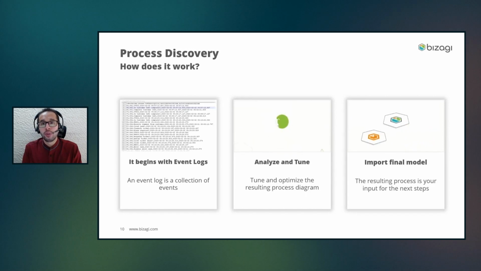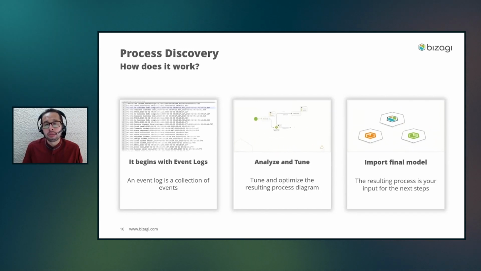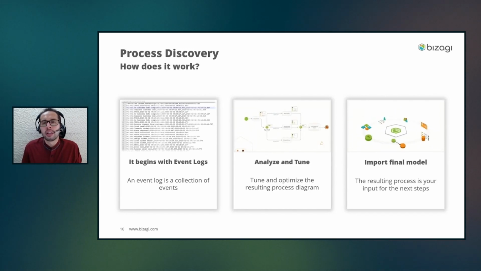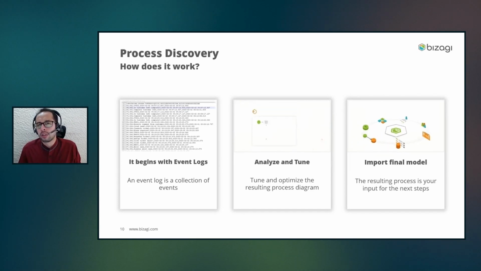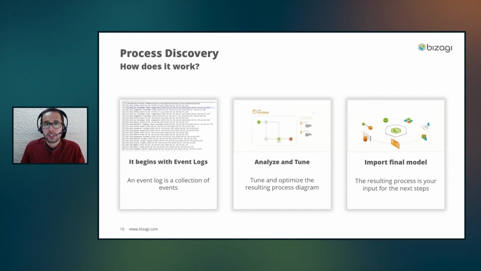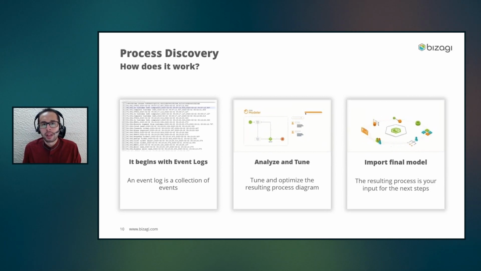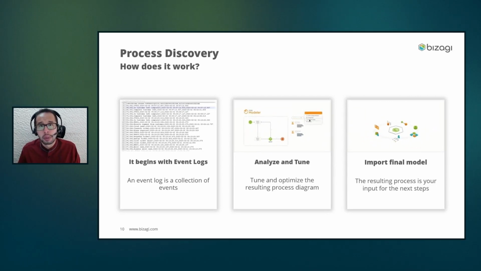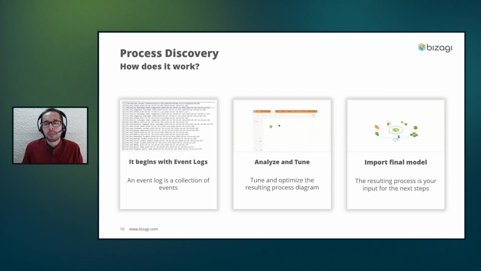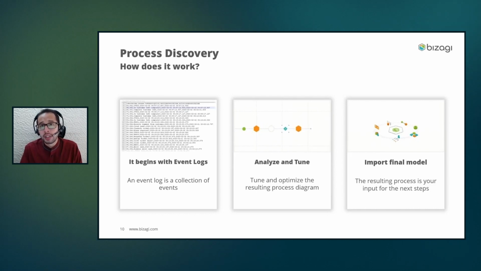Now, once we have completed that part, we have a second step, and that second step is the one that will allow me to analyze and tune. Because sometimes we don't need too much detail, or sometimes we want more simplified versions, or completely the opposite. Sometimes I want all the details possible. So in this analyze and tune step, we will offer some options for you to decide how detailed the discovered process diagram needs to look, right? If you want a lot of detail, or if you don't want that much detail, right?